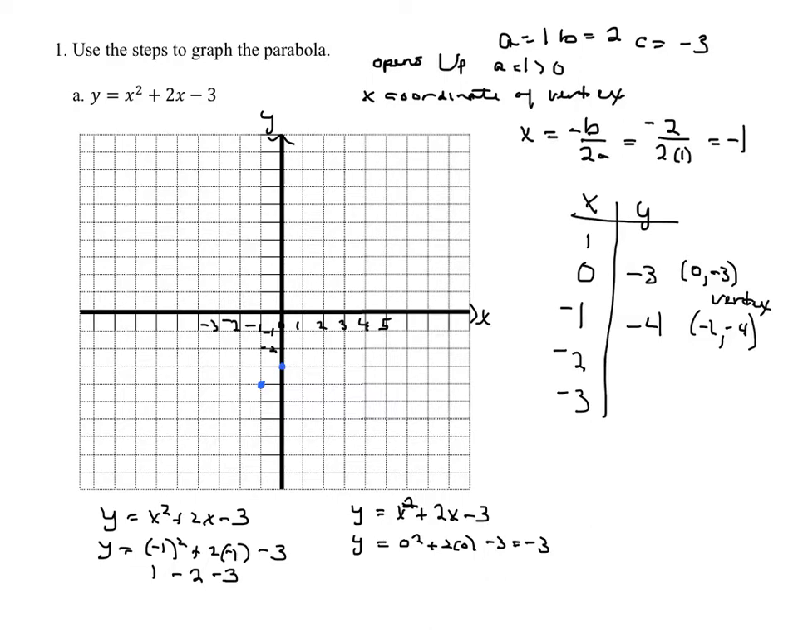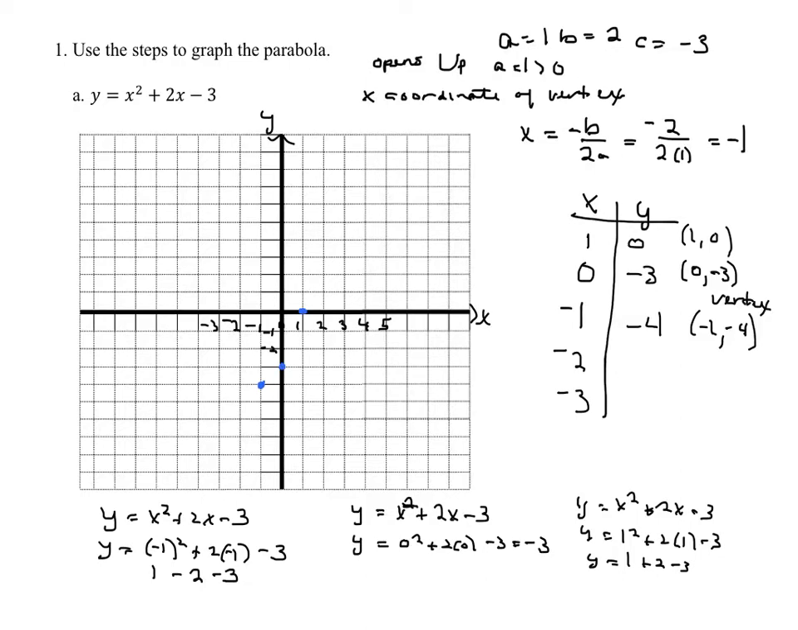Now, let's put 1 in for x. So y is equal to x squared plus 2x minus 3. When I put 1 in, 1 plus 2 take away 3, that's 0. Cool? So 1, 0 is on the graph. So I take my laser, 1, 0. There he is, okay?